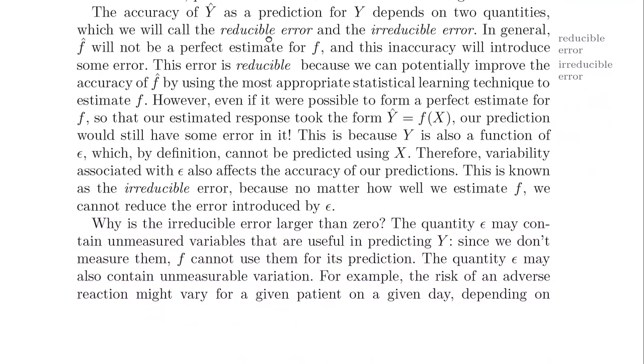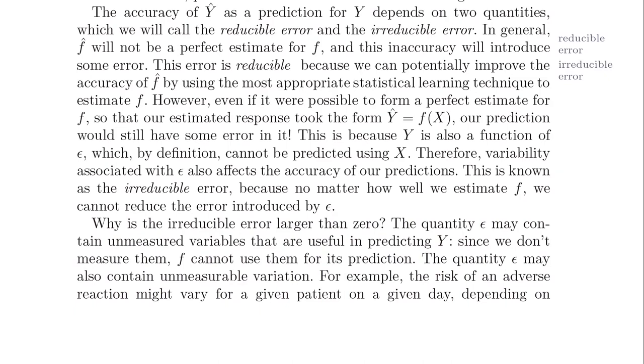The accuracy of y hat as a prediction of y depends on two quantities. It might get a bit theoretical over here, which we will call the reducible error and the irreducible error. Notice, even just from the jargon, we're recognizing there is going to be error within our predictions that, for reasons we may see in this very session, cannot be reduced to 0. So what does that even mean? What does it mean that you cannot reduce the error to 0?